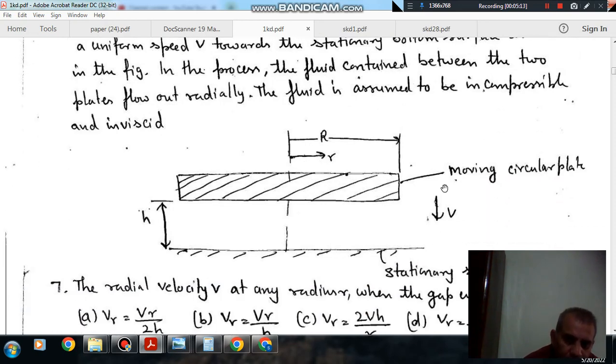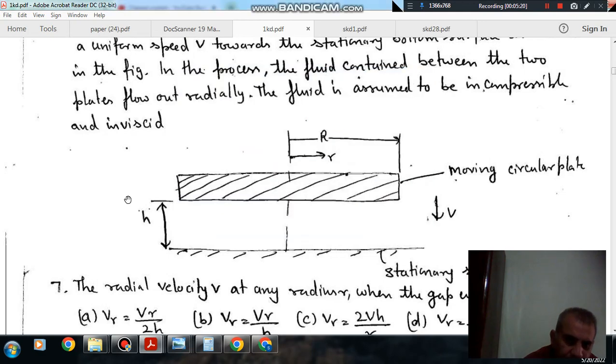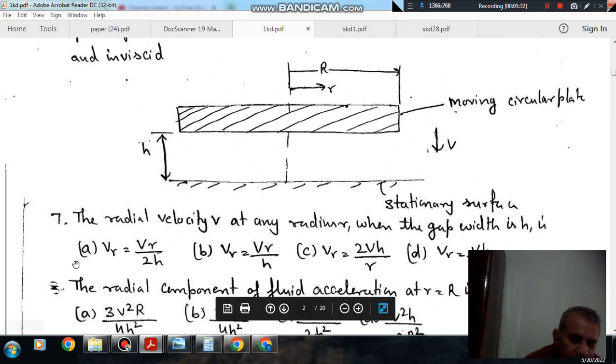So this is the velocity V of the moving circular plate. R is the outer radius, r is the radius at any instant, and h is the gap between them. There are two questions based on this statement. First, the radial velocity Vr at any radius r when the gap is h is: option A, Vr = Vr/2h; option B, Vr = Vr/h; option C, Vr = 2Vh/r; option D, Vr = Vh/r.